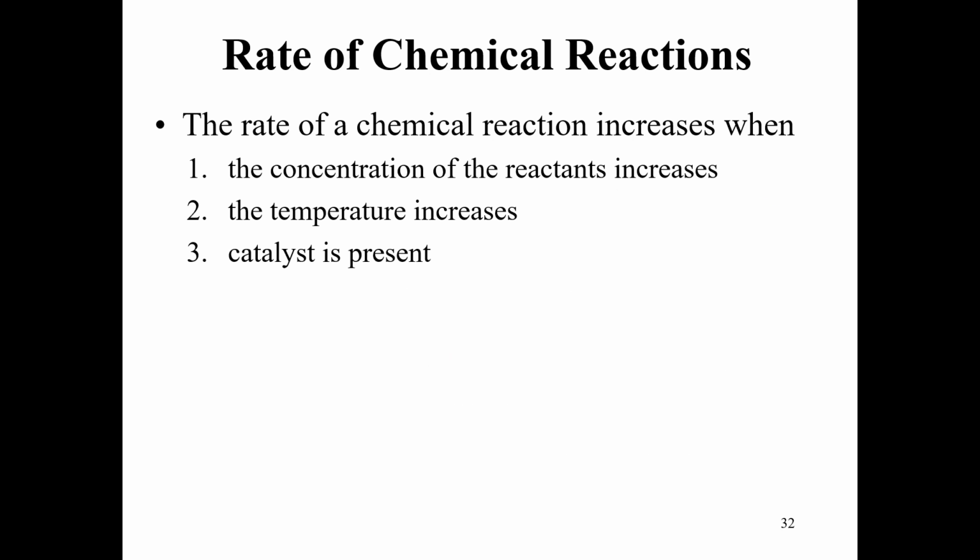Next, we have rate of chemical reactions. The rate of chemical reaction increases when the concentration of the reactants increases, the temperature increases, or a catalyst is present. For example, when the concentration of reactants increases, the more reactants you have, the faster your reaction will go because it has a better chance of your reactants reacting with each other or colliding in your solution.